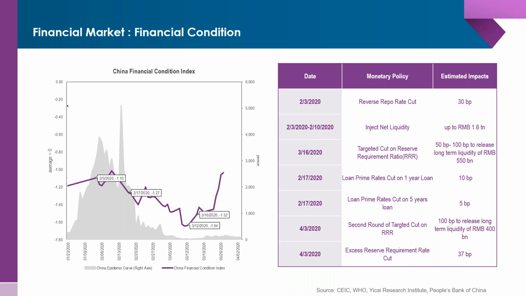But as the WHO announced the spreading virus had become a pandemic disease, the market turned into a risk-off mode, and people were craving cash. So you could see that China's financial conditions became less loose. At the beginning of April, the central bank launched another round of targeted cuts to the required reserve ratio and lowered the excess reserve rate in order to encourage the banks to support the real economy.